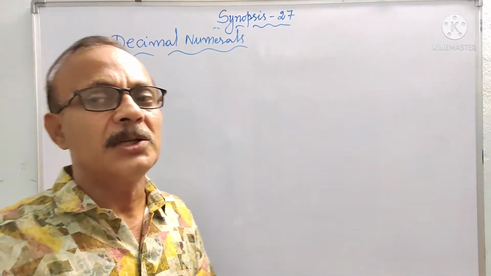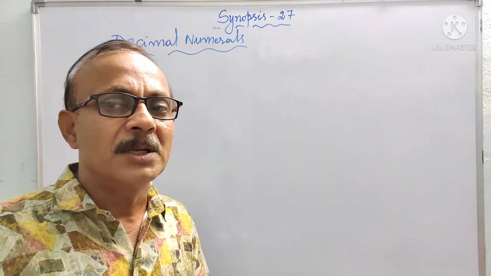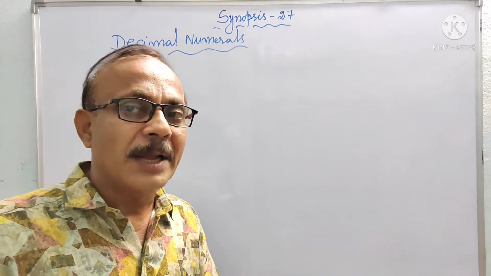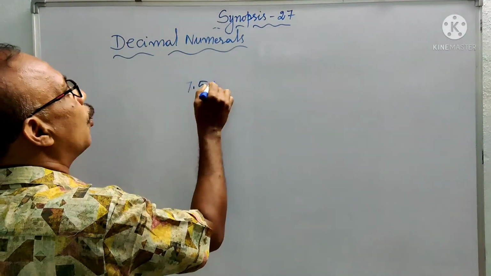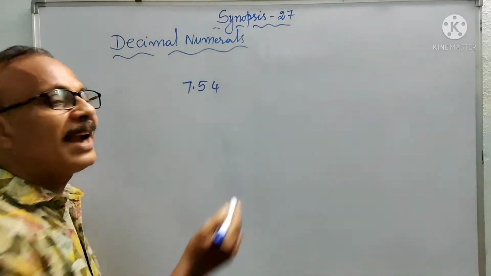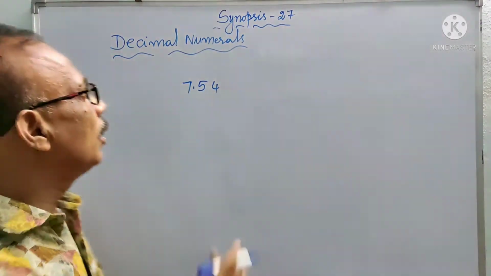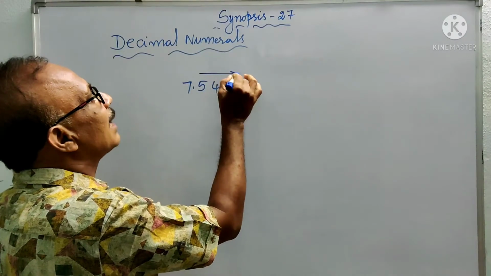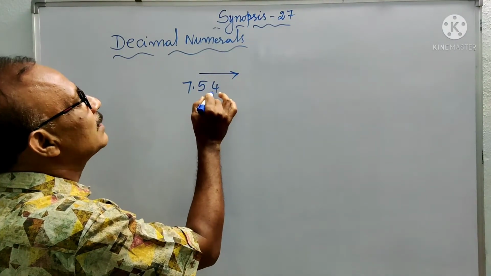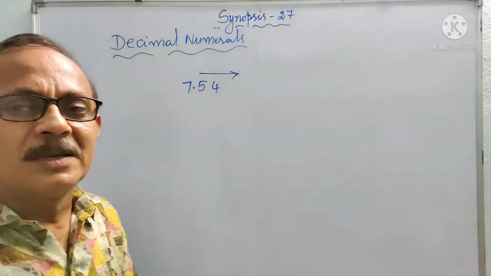Similarly, in decimals also, we have decimals which are greater than 1. If you take 7.54, it is greater than 1. So 5 is in the 10th place. We count place values like this: 5 is in the 10th place, 4 is in the 100th place, and so on.